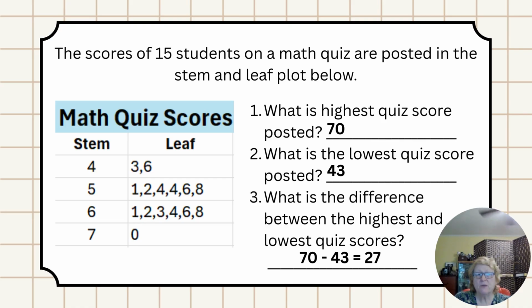What is the difference between the highest and the lowest quiz scores? Well, we've already identified the highest quiz score, which is 70, and we've identified the lowest quiz score, which is 43. So it's asking us for the difference, and anytime you're asked for the difference of something, that is always a subtraction problem. So we are going to subtract 70 minus 43, and that leaves us with 27. So the answer to question number 3 is 27.